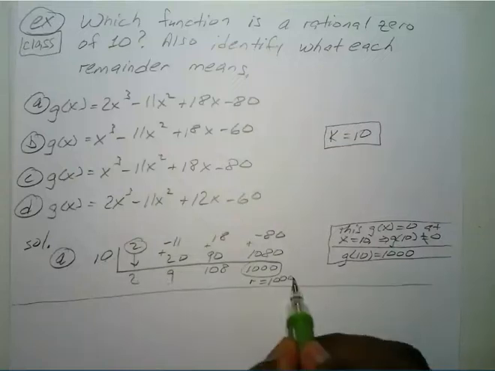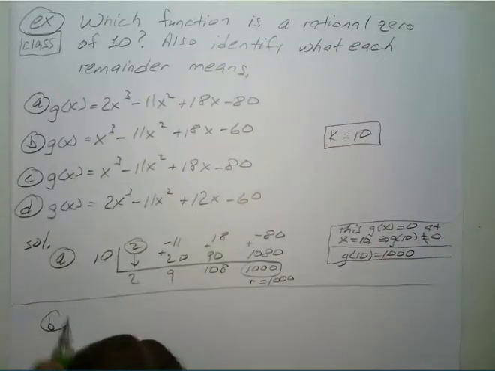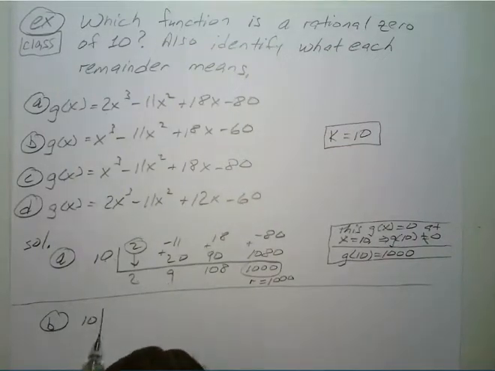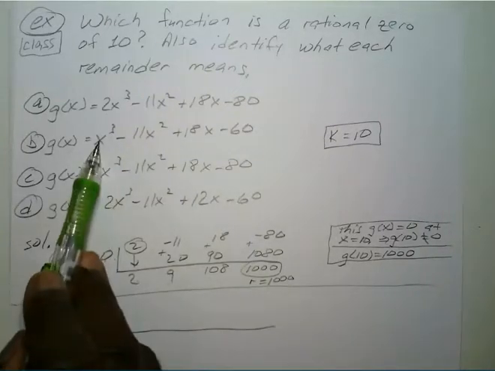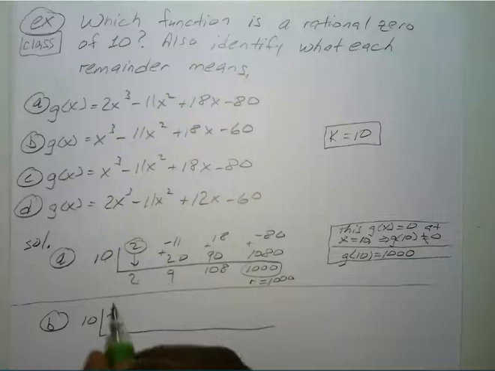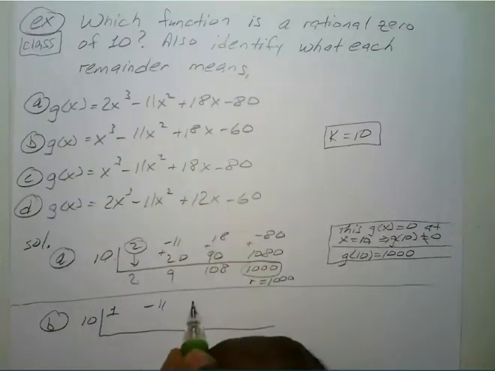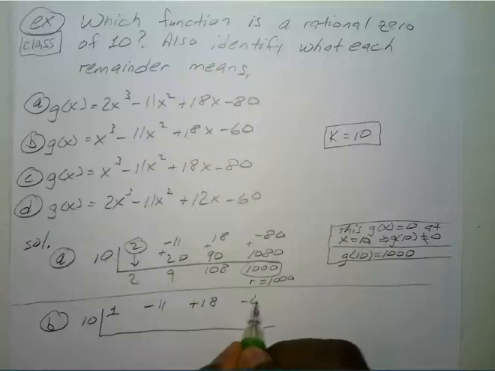Okay, so what about the next g of x? Remember, it's at k equals 10. So you have 1x to the third, put the 1, minus 11x squared, plus 18x, minus 60.